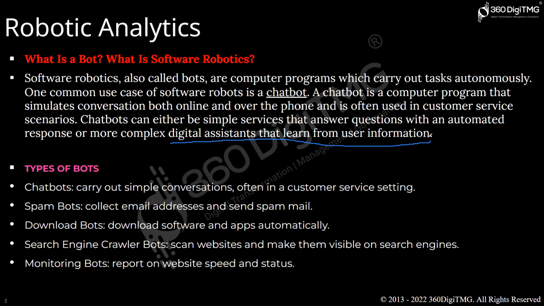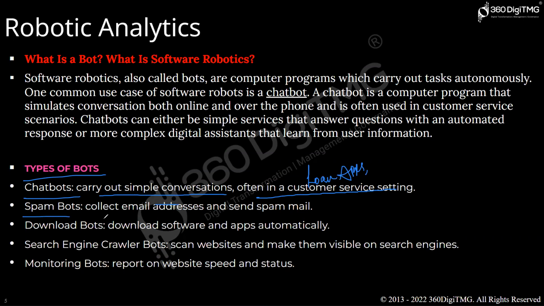And we have these types of chatbots, I mean types of bots, or software robotics. Okay, so please remember, guys, software robotics is also called bots. It's a computer program which carries out tasks autonomously. Type of bots: chatbots, as I said, carry out simple conversations, often in a customer service setting. As I said, guys, the loan app, right? Where you carry out simple conversations, like I want a debit loan, like that, the normal settings.